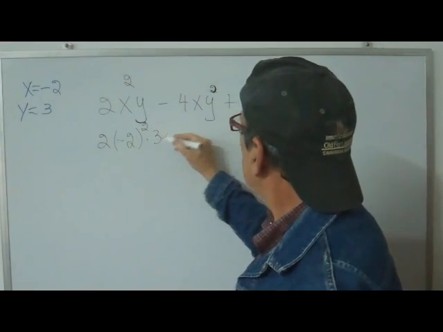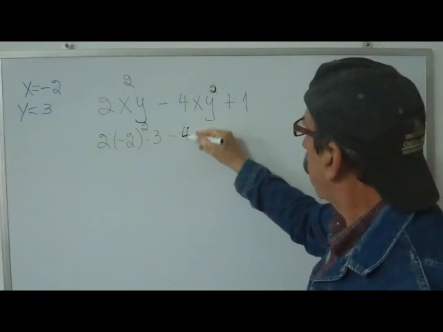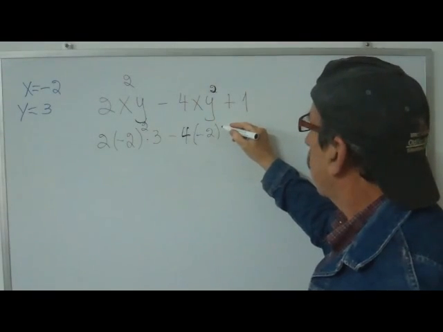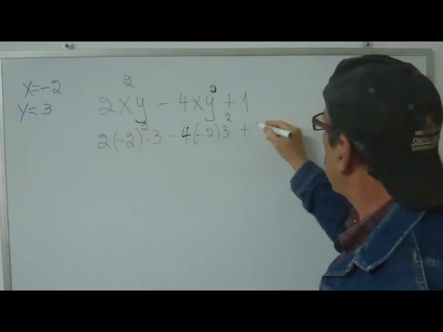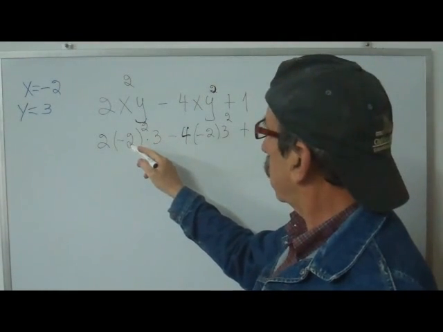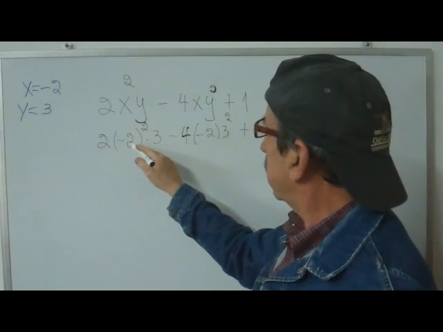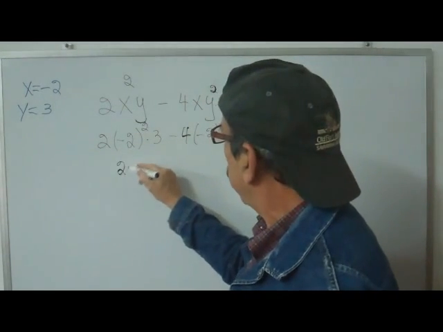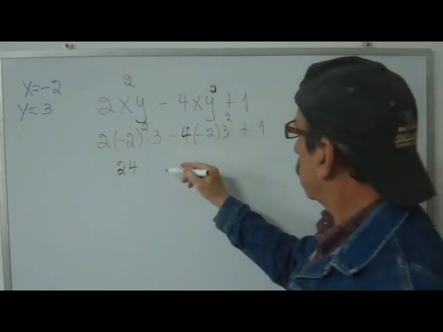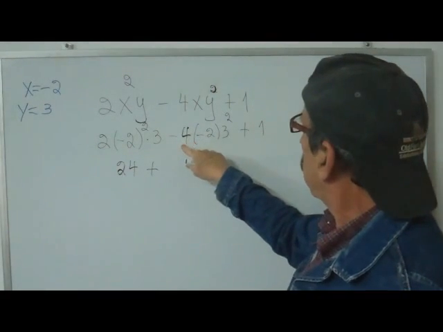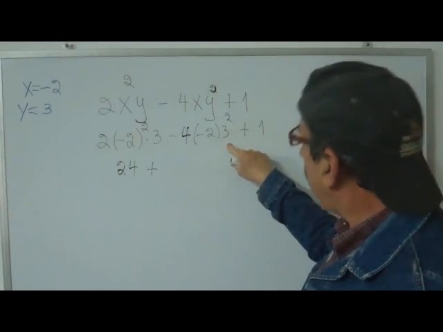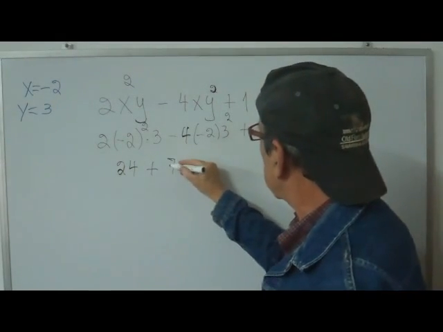Times 3 minus 4 times minus 2 times 3 squared plus 1. Here we have plus 4. 2 times 4 is 8. 8 times 3 is 24. And now we have here two minus signs, which makes a plus. 4 times 2, 8. 8 times 9. 8 times 9 is 72.